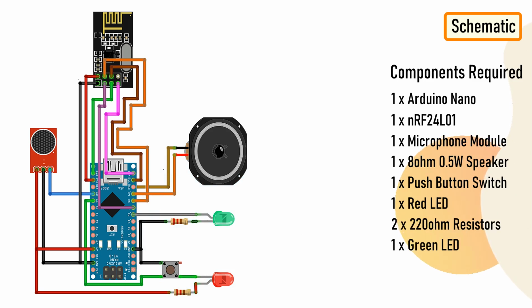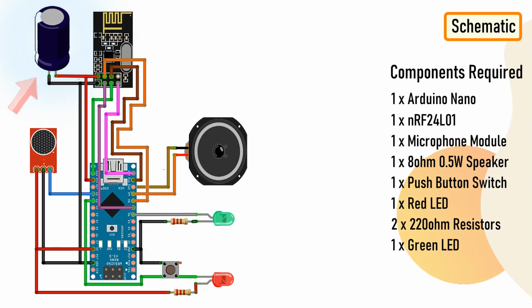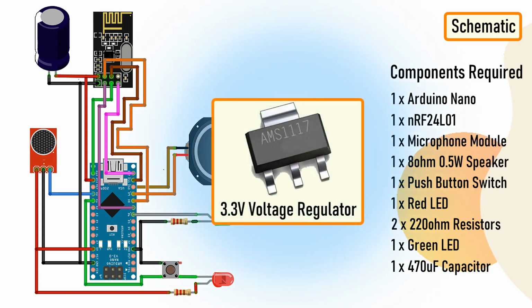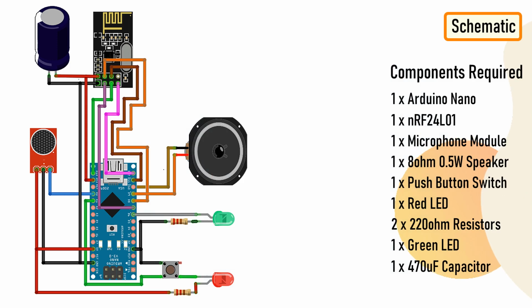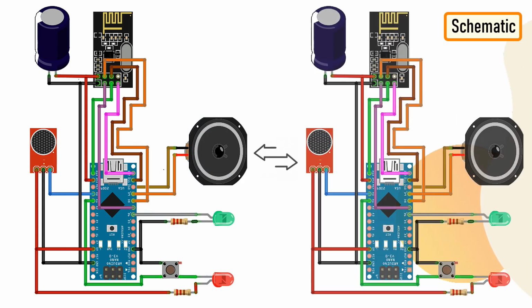We also need to add a large decoupling capacitor, anything from 470 microfarad upwards, on the 3.3 volt line to filter out voltage spikes and to provide enough power to the IC to keep the voltage stable. You may also need to provide additional power to the NRF24 module using a 3.3 volt voltage regulator. To transmit and receive data, we need exact copies of this module at both transmitting and the receiving ends.